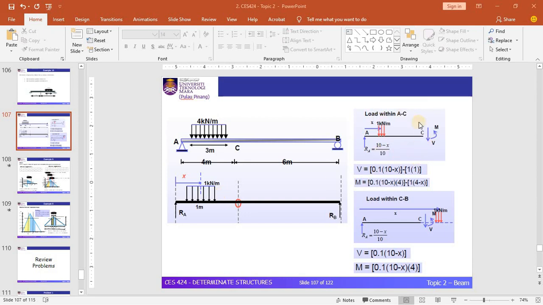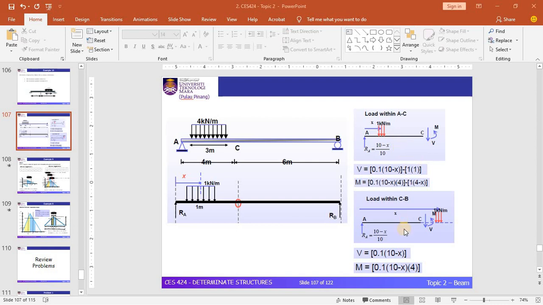Based on this diagram, you can see that the reaction is equal to (10 minus x) over 10. This particular step is not shown in the slide, so I hope you can figure out yourself how to get this reaction at the support. We have the internal moment and shear force at point C. Based on this free body diagram, you can see that the equations of shear force and bending moment are given by these equations. This is for AC.